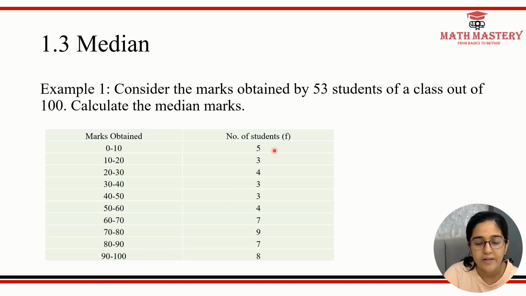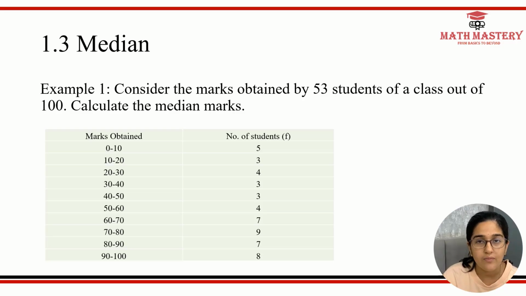Consider the marks obtained by 53 students of a class out of 100. Calculate the median marks. This is the data for marks obtained by 53 students out of 100. You can see that the class intervals are such that the width of the class interval is equal, which is equal to 10, and the number of students is given. So the first step is to calculate the cumulative frequency.